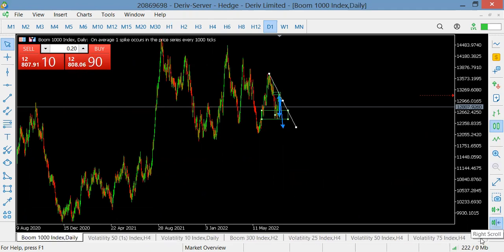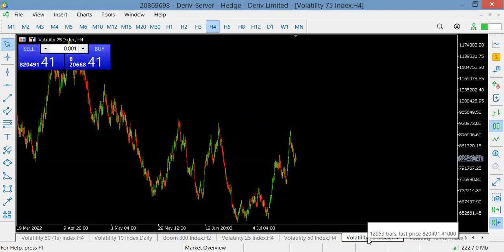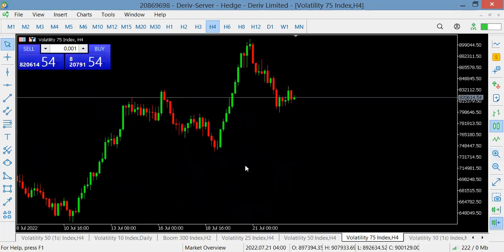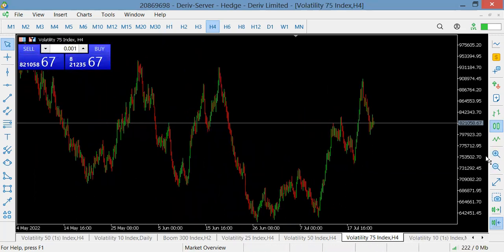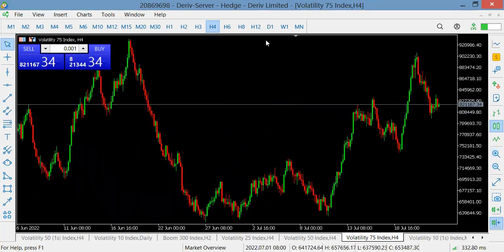Let's look at the VIX 75 Index. The VIX 75 Index is the monster commodity on the synthetic indices market. It has sent a lot of traders packing, and it has actually brought a smile to the faces of a lot of traders who actually understand how its dynamic works. So guys, as for the VIX 75 Index, let's see what price is doing.